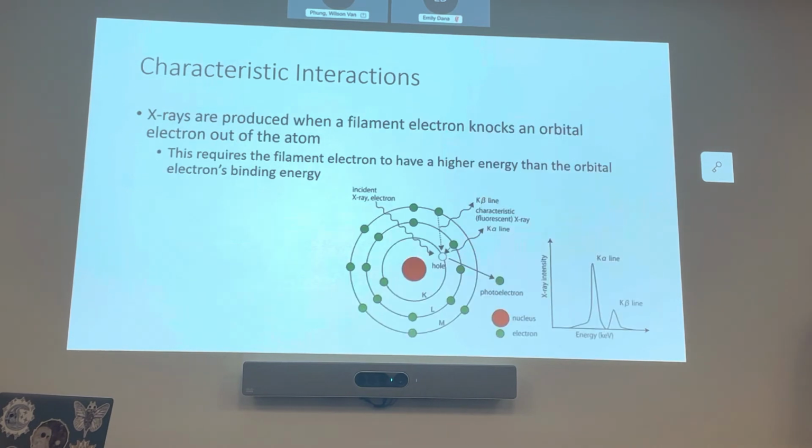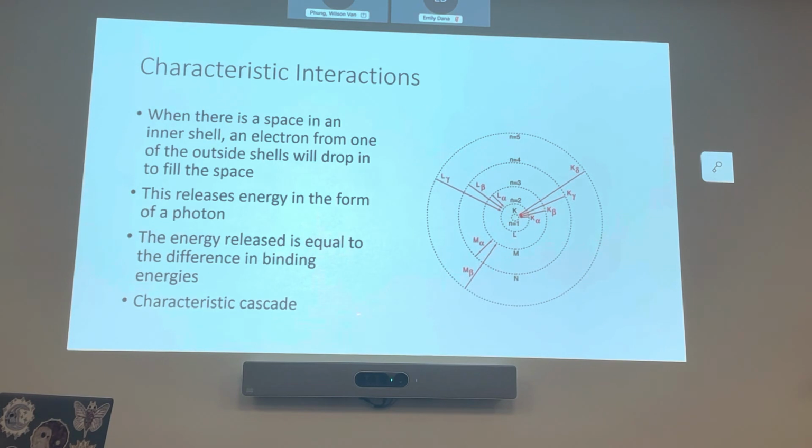So it's like a cascade effect? It is a cascade effect. Very good. And that is what we call characteristic cascade. So that is literally called characteristic cascade.